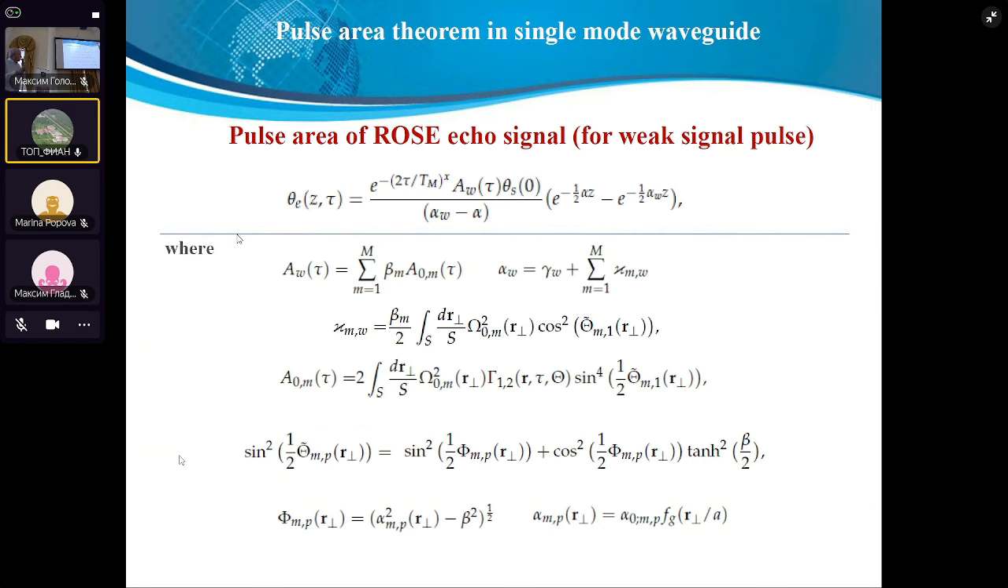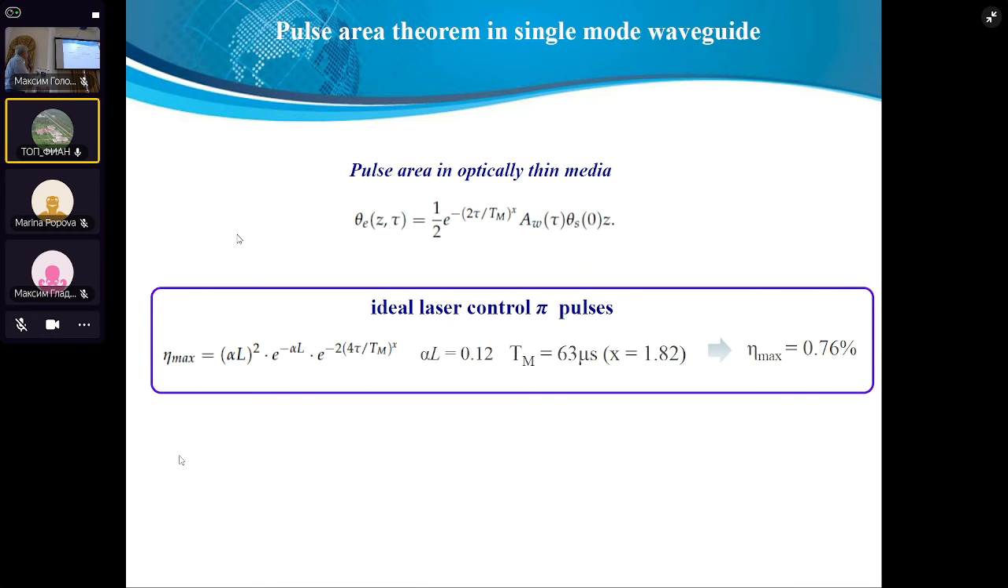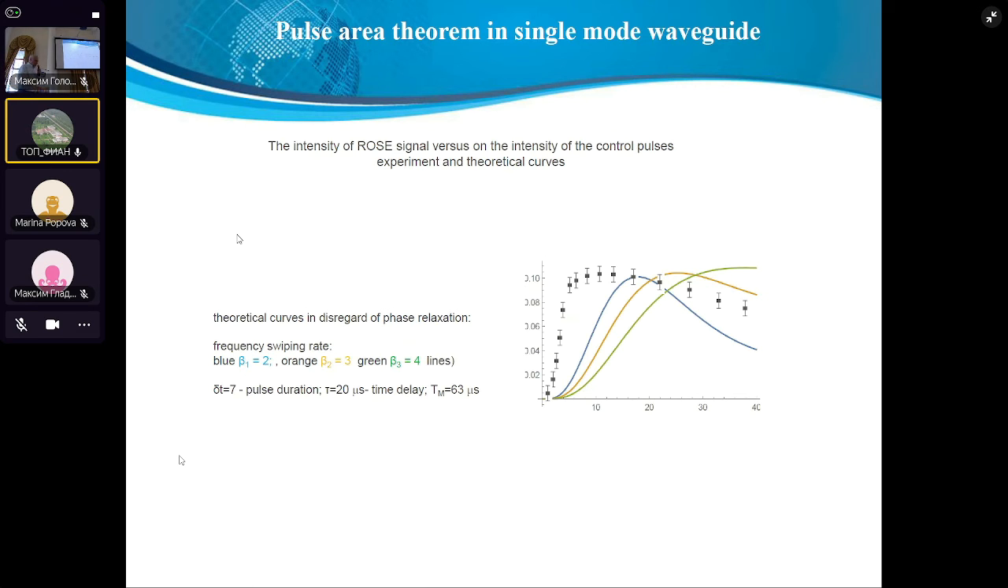Okay, for such a situation, we derived an equation for the pulse area. Of course, you see now it is quite complicated because we should take into account the spatial profile of the pulses, chirping of the pulses, and so many parameters are included in the amplitude of the echo signal. And I would like to note that in our system, the maximum efficiency will be like this for ideal pi pulses. But we, of course, get a little bit lower efficiency. And here I reproduce just our preliminary theoretical results, a comparison of theory with experiments. We see that if we ignore any relaxation, we have three theoretical curves, with parameters close to the experiment. And what we cannot explain is the very fast, very steep increase of the intensity of the echo pulses with the intensity of the control fields.